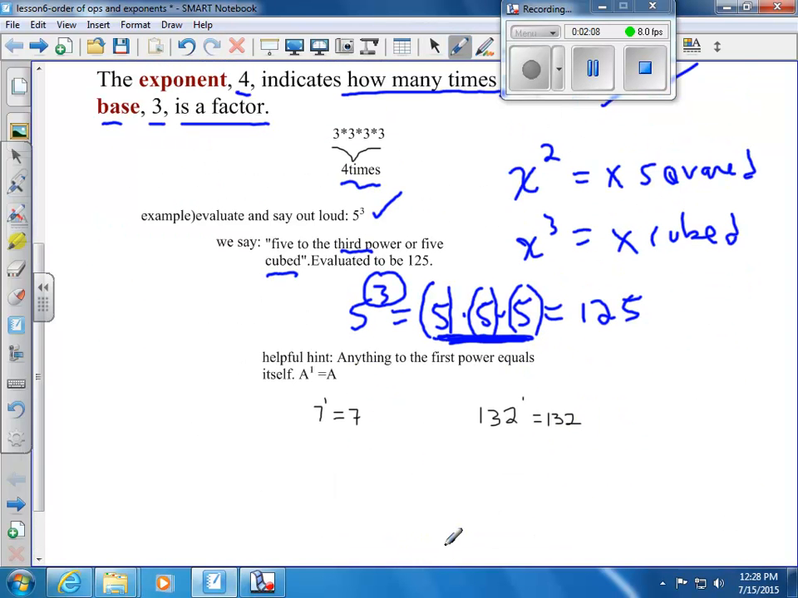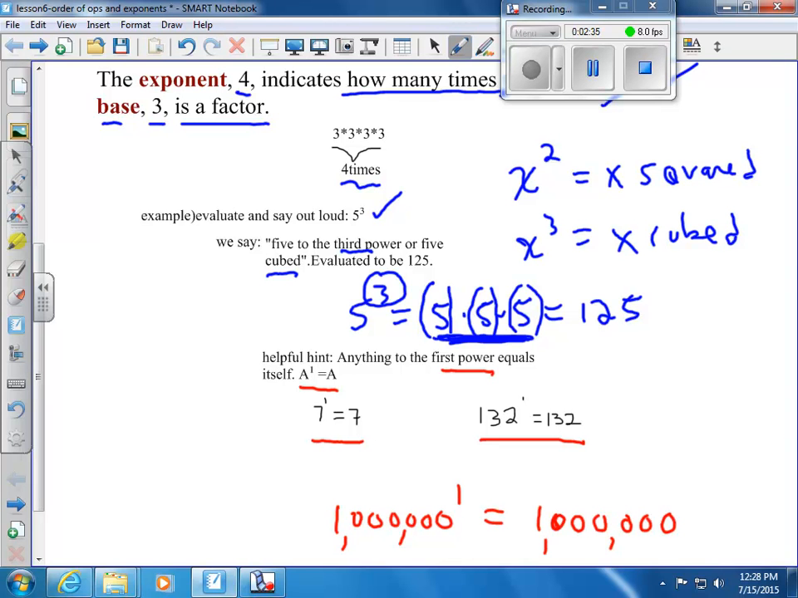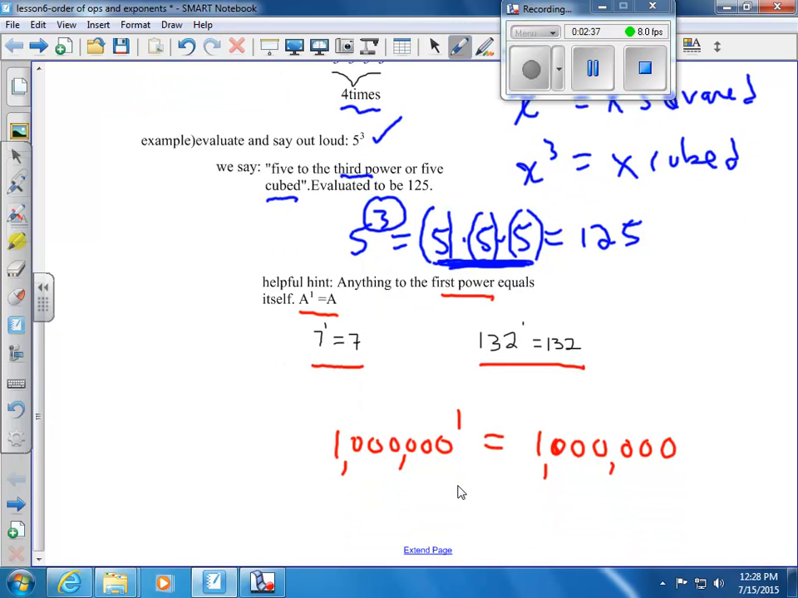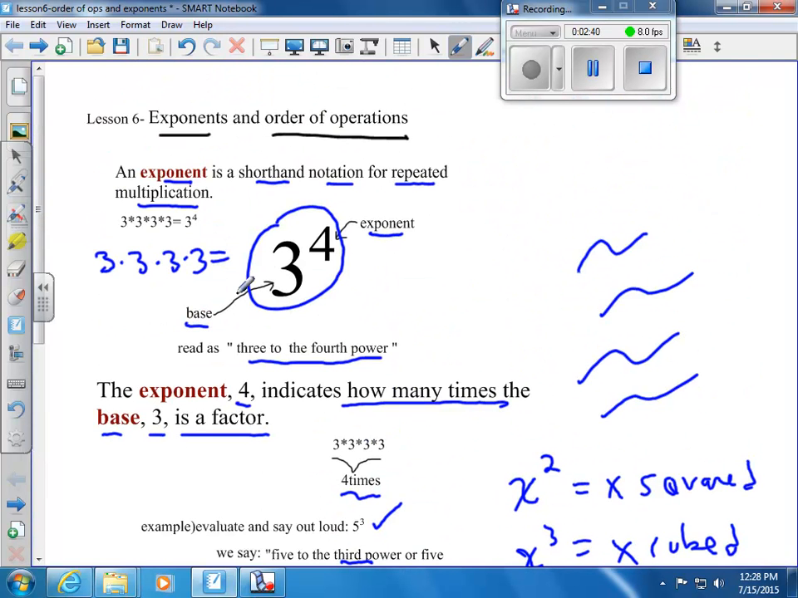Helpful hint. This is just a reminder before we do any heavy-duty math, that anything to the 1st power equals itself. So a to the 1st power equals a. All right, so 7 to the 1st power equals 7. 132 to the 1st power equals 132. A million to the 1st power equals a million, right? So anything to the 1st power equals itself. All right, so those are some basics. I just wanted to make sure you had the language under control, the base, the exponent, and what it indicates.